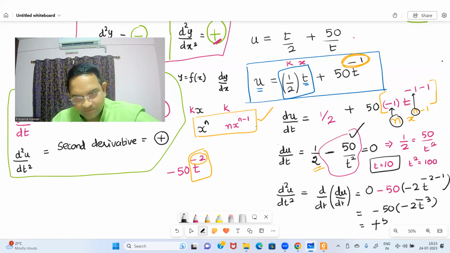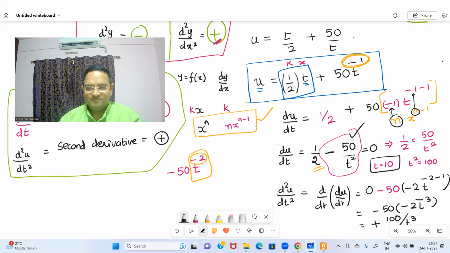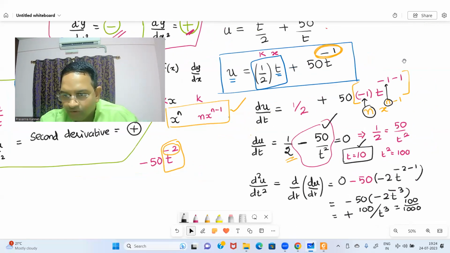50 into 2 becomes 100, so 100 into t power minus 3. Can I write it in the denominator as t power 3? Yes, sir. When you substitute t as 10, what are you going to get as the answer? Won't you get 1000, guys? Yes, sir. So what do you get?